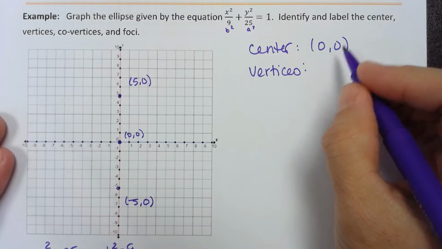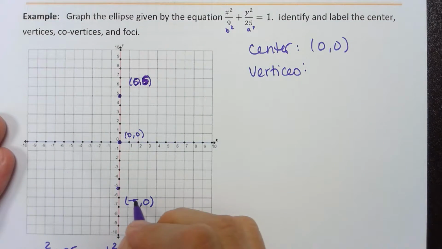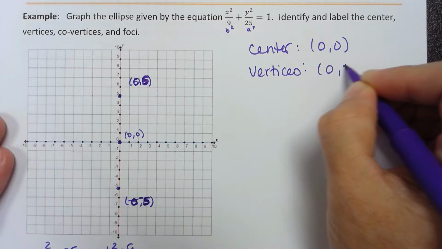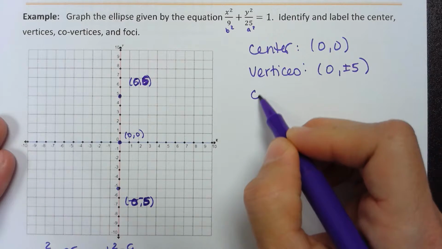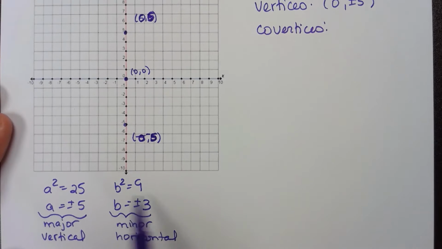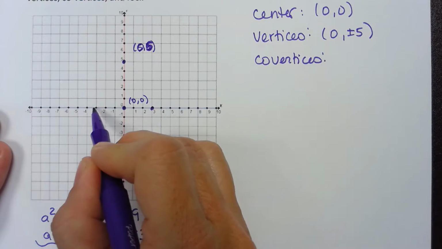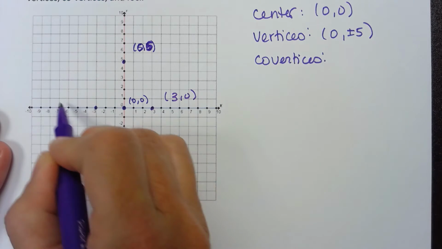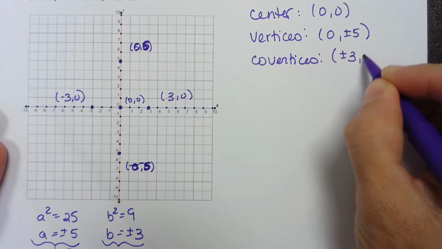Okay, so we have this, I wrote those backwards, 0, 5, and 0, negative 5. Alright, so vertices are 0 plus or minus 5. Now, how do we get our co-vertices? Well, our co-vertices are based on our B value. So it's plus or minus 3 in the horizontal direction from the center. So plus 3 and minus 3. This is the point 3, 0 and negative 3, 0. Our co-vertices are plus or minus 3, 0.